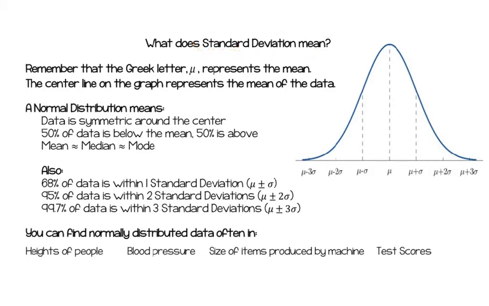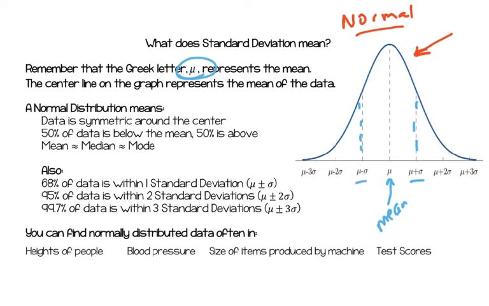So the first thing, let's look at this curve right here. This is what we call a normal curve or a normal distribution. It's also sometimes called a bell curve because it looks like a bell. There are some characteristics of how this works. Remember that the Greek letter mu represents the mean. So in my graph, this center line is the mean or the average. And each dashed line represents a distance of plus a standard deviation or minus a standard deviation.